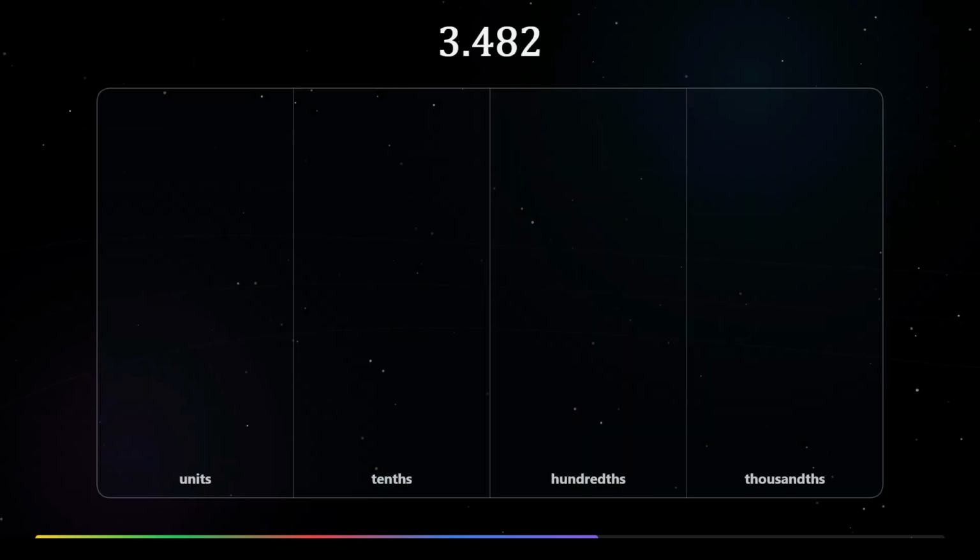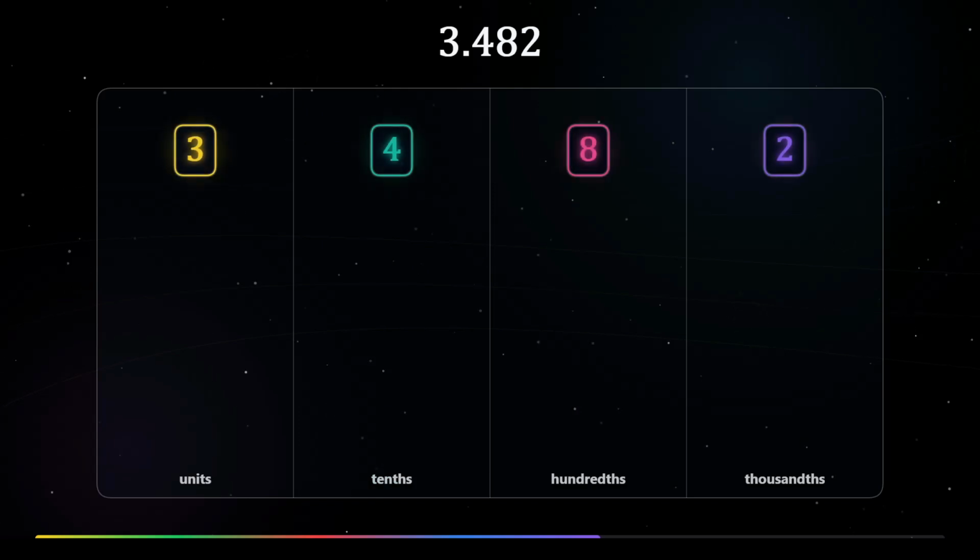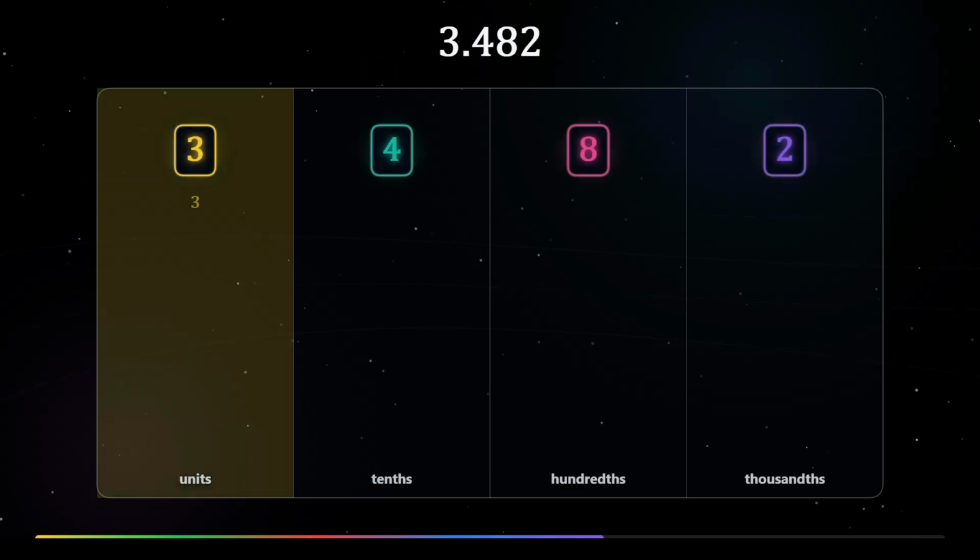Look at 3.482. This can also be read as 3 and 482 thousandths. The 3 is in the units place, so it is worth 3.